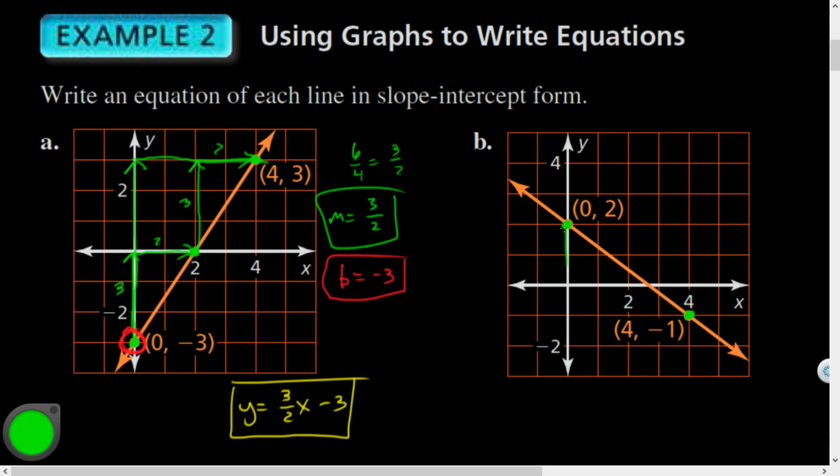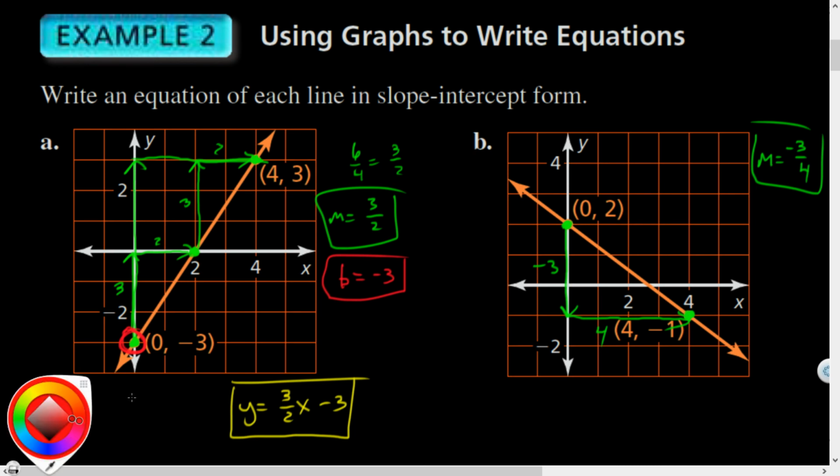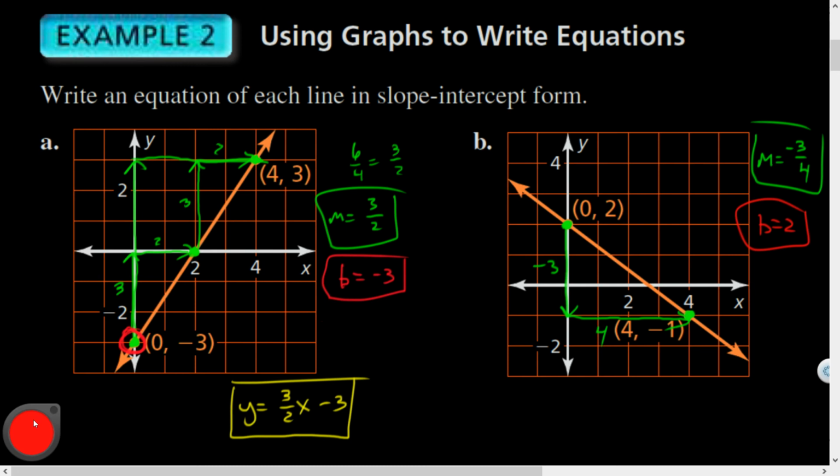So the rise here, how many boxes do I have to go down? Looks like 3. And the rise is falling, so that's a negative number. And the run is 4. So M is equal to rise over run. And then let's see, what's the y-intercept? B equals 2. I'll write this down for my internet friends: y equals negative 3/4 x plus 2.